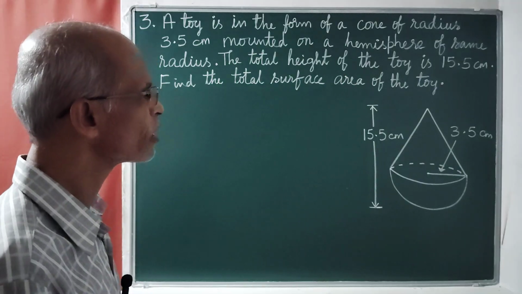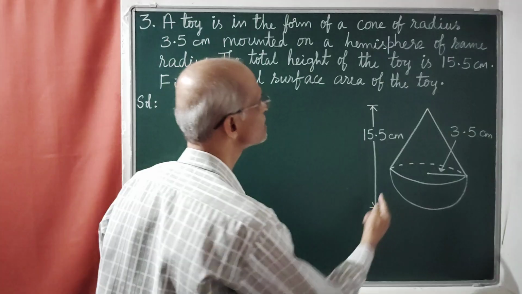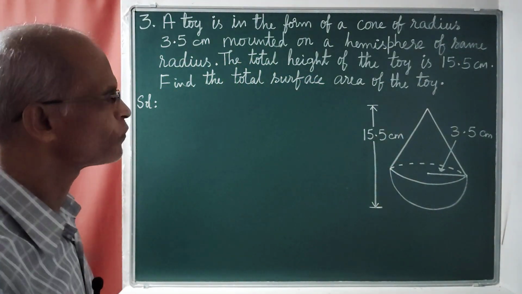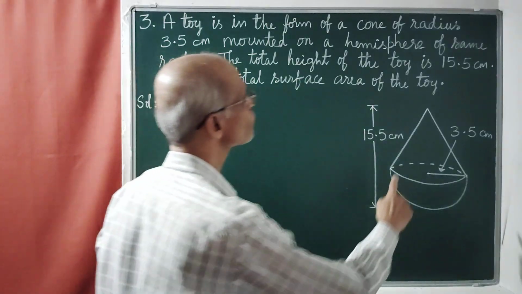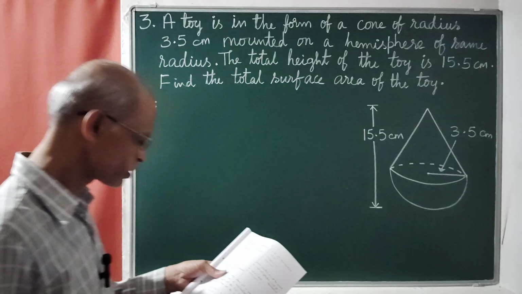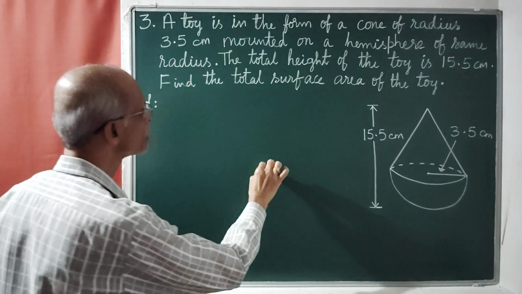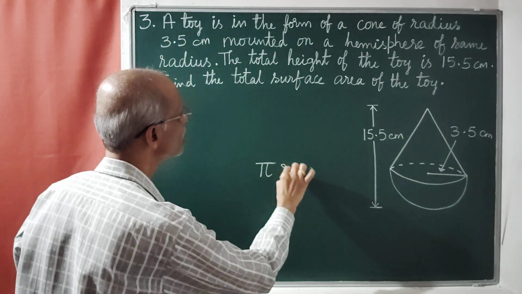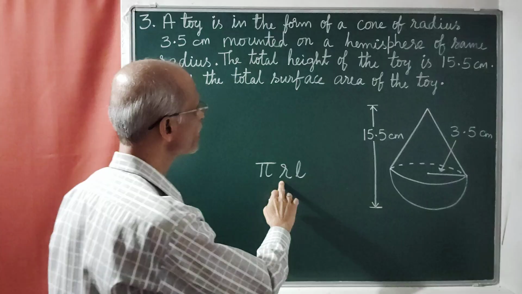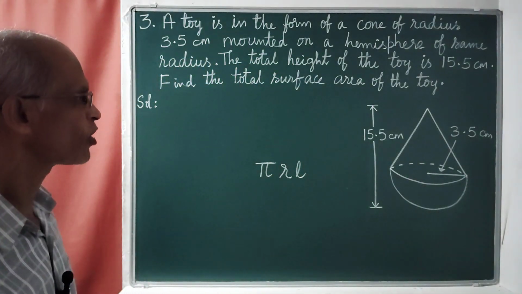So the TSA of the toy is CSA of the cone plus the CSA of the hemisphere. So first we have to find out the CSA of the cone. To find the CSA of the cone, what formula we will use? We will use pi RL. So here R is given, but L we don't know. So we have to find the value of L.